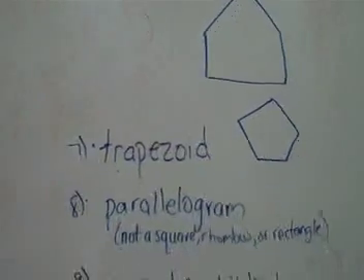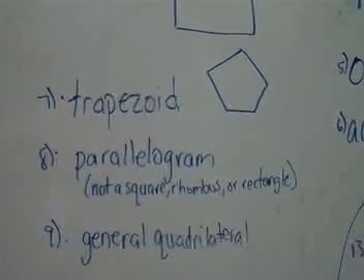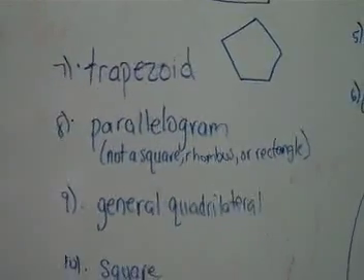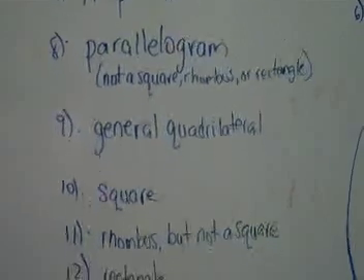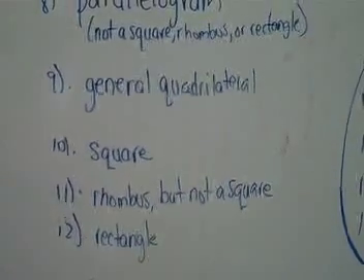You've got trapezoid, parallelogram, that's not a square, rhombus, or rectangle. That's kind of a tough one. 9 is a general quadrilateral. 10 is a square. 11 is rhombus but not a square.